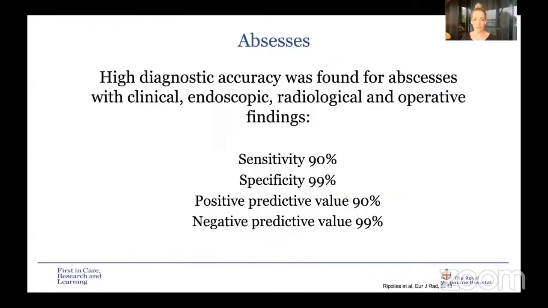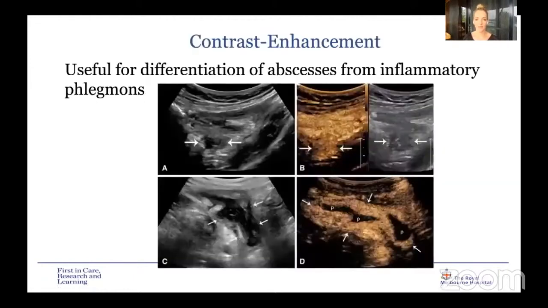Ultrasound is very accurate at picking up abscesses when we compare it to clinical, endoscopic and radiological findings. The sensitivity is 90% and specificity 99%. This is an example of an area where you go, that could be an abscess or a phlegmon. The way you differentiate is with contrast enhancement.